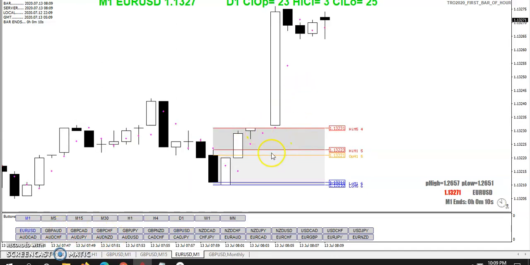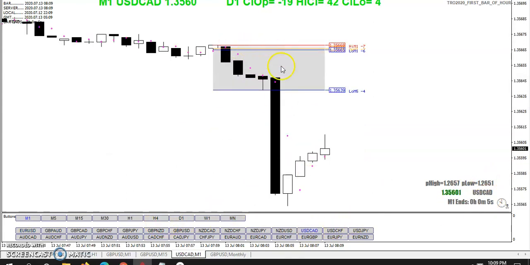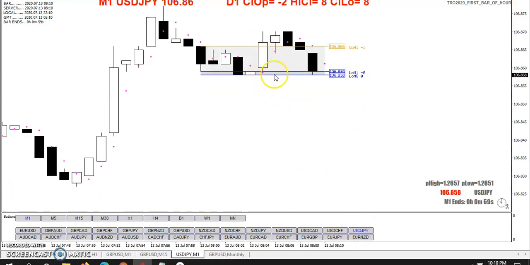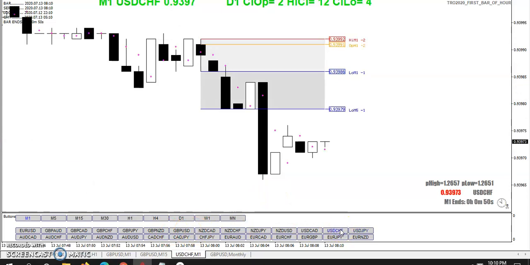So here you can see it broke out on the euro dollar. Let's see, dollar CAD. We had a breakout here. Dollar yen. You can see there wasn't much of a breakout, the dollar yen. See, dollar franc. There were some breakouts. So once again, you could definitely use this for scalping. Just taking that first bar of the hour, whether it's M1, M5, or M15, and trading the breakout of the high and low.